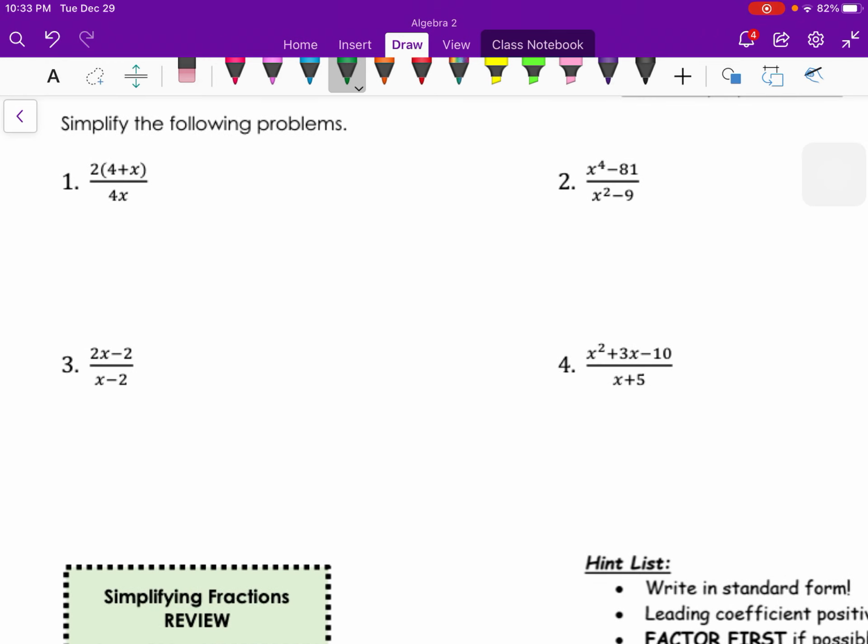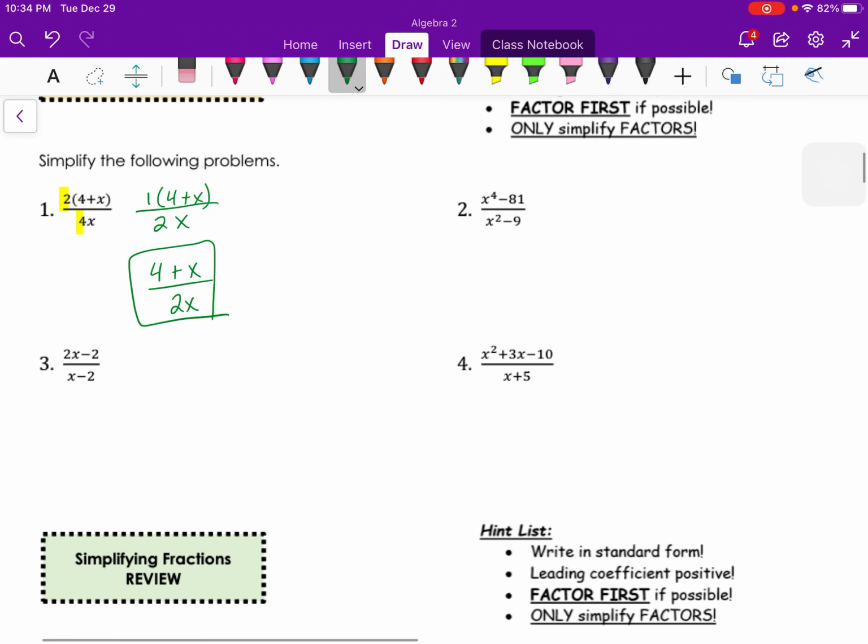So in the first one, the numerator has already been factored. So the only thing I can simplify here are the coefficients, the 2 and the 4. And 2 over 4 simplifies to 1/2. So we can simplify this to 1 times (4 plus x) over 2x. So I simplified 2 over 4 to 1/2. And then on the top, you no longer need the 1 times, since 1 times 4 plus x is just 4 plus x over 2x, which would be the final answer.